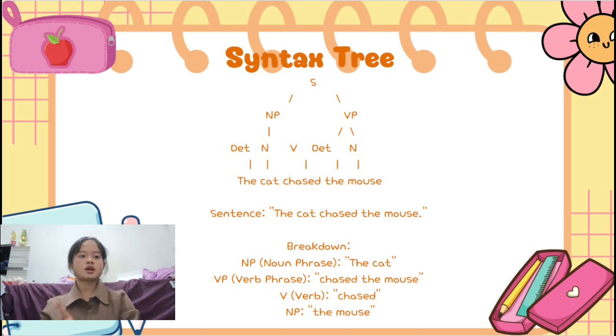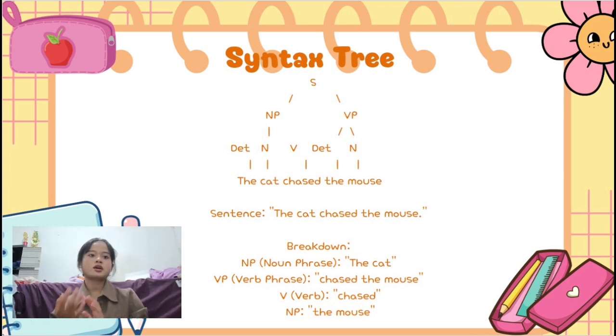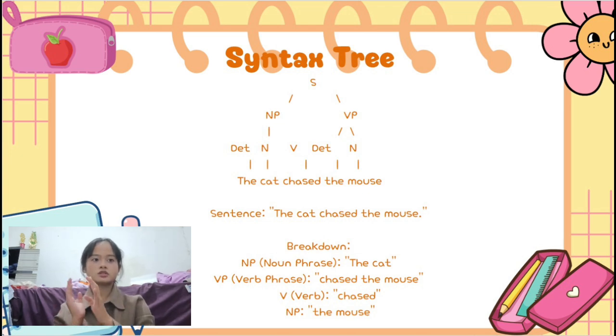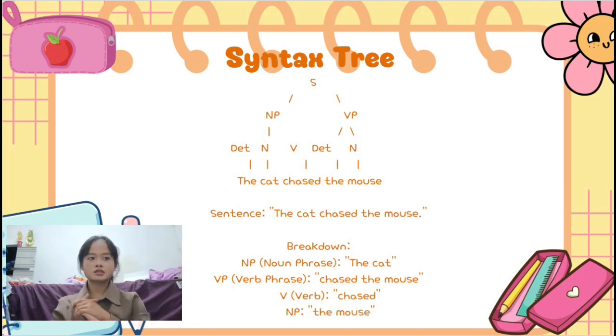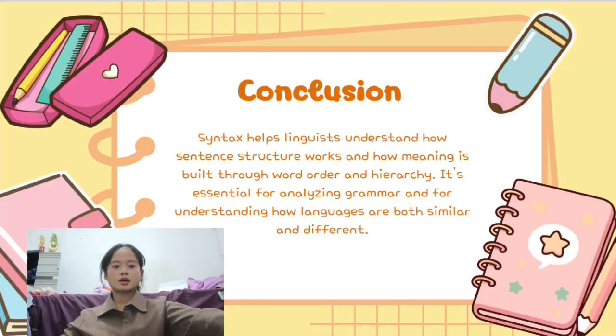And then chased the mouse. Chased the mouse is the verb phrase. Chased is also the verb, and the mouse is also a noun phrase. There is a determiner and the noun. The determiner is the, and mouse is a noun, so it is a noun phrase.